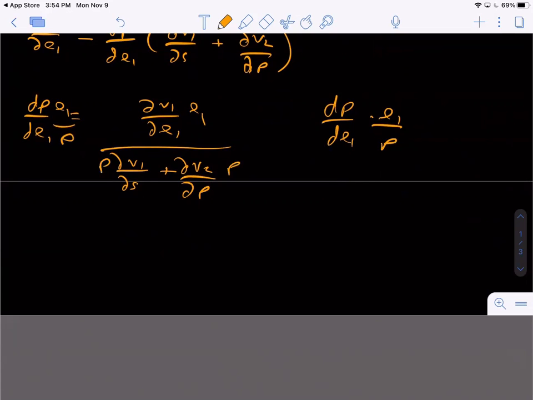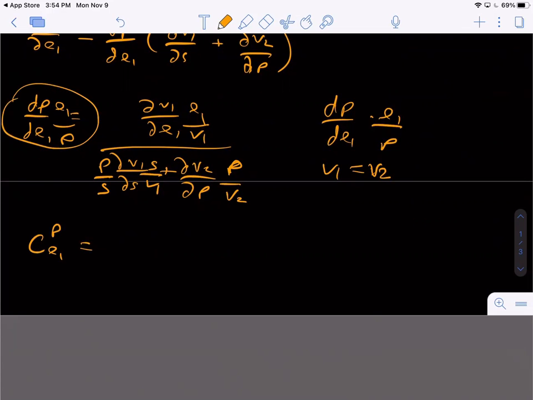Okay. Divide both sides by P. Now, the other thing I also know is that at steady state, V1 equals V2. So I can divide both sides by V1, but I can put a V2 here because it doesn't make any difference, because it's the same as V1. And then finally, this here, I can multiply top and bottom by S. So that then leaves me with this thing here turns into the scaled control coefficient.